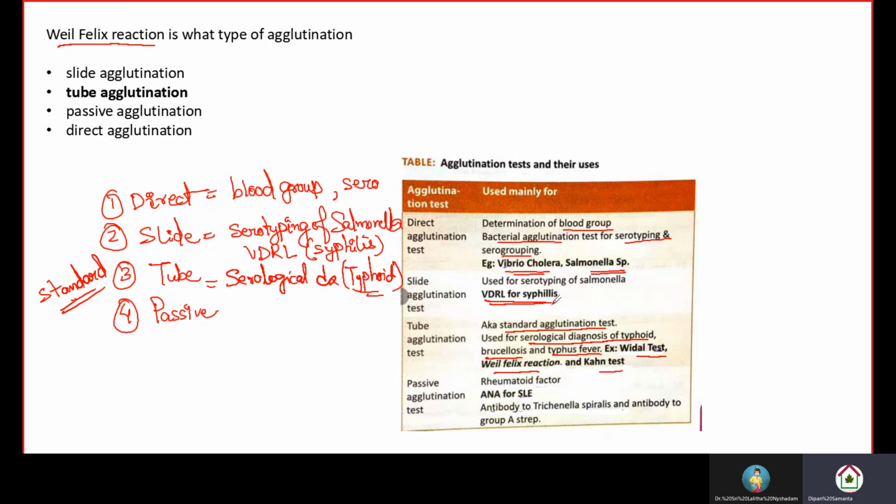VDRL also very common. VDRL for syphilis. VDRL is what type of agglutination reaction or test? Slide agglutination test.